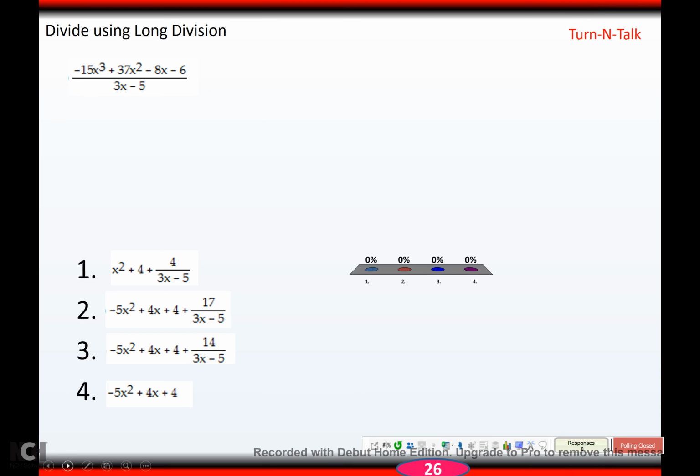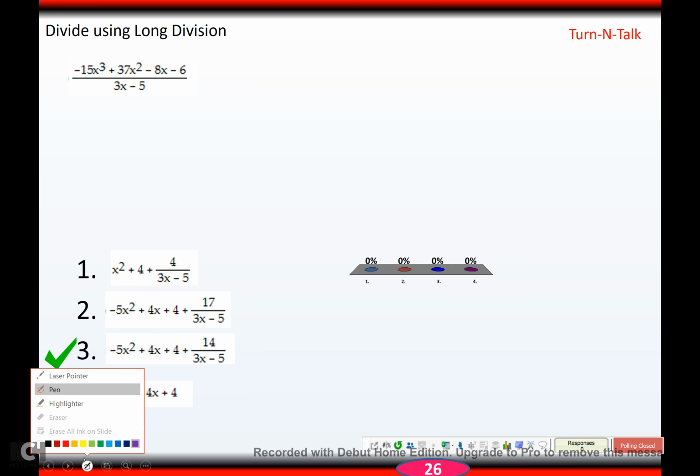Alright, so you try this one. And again, you couldn't do synthetic on this one if you wanted to, because again, that would have to be a 1. Didn't have 3 touching x there. So you're going to have to do long division. Hit pause, come back when you're ready, and hopefully you got 3. If you did not, let's look at y.